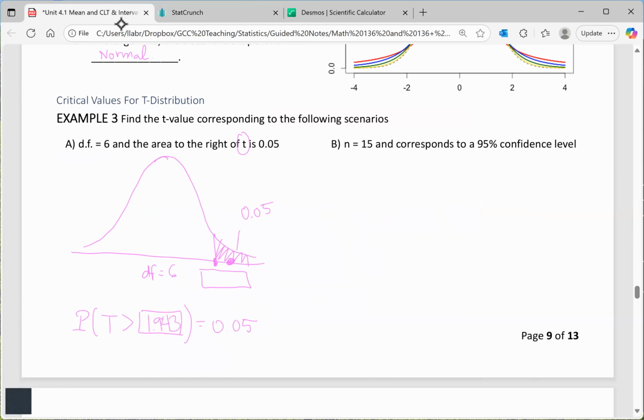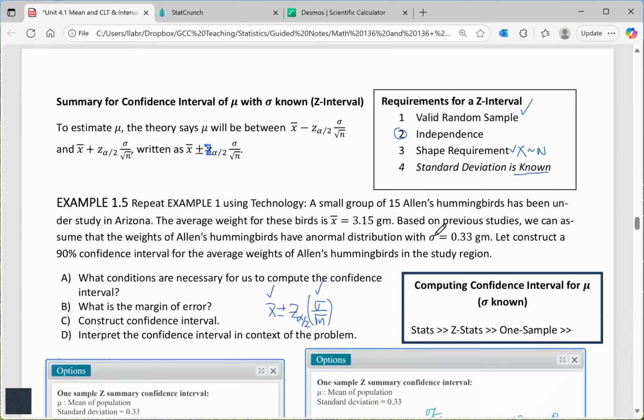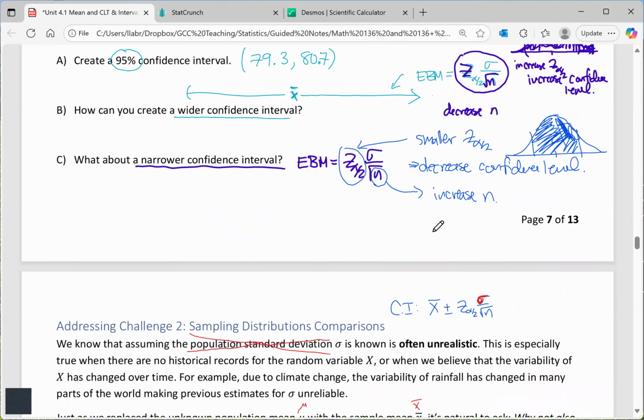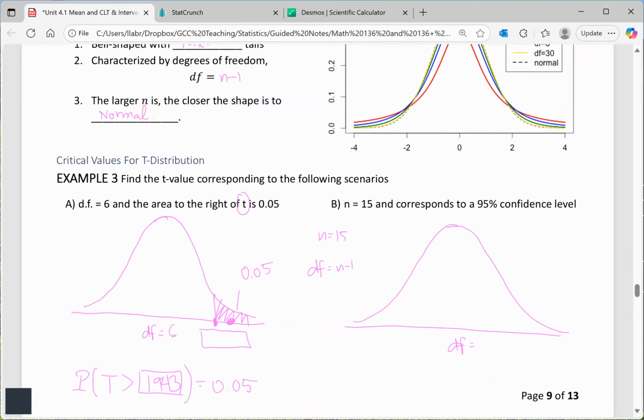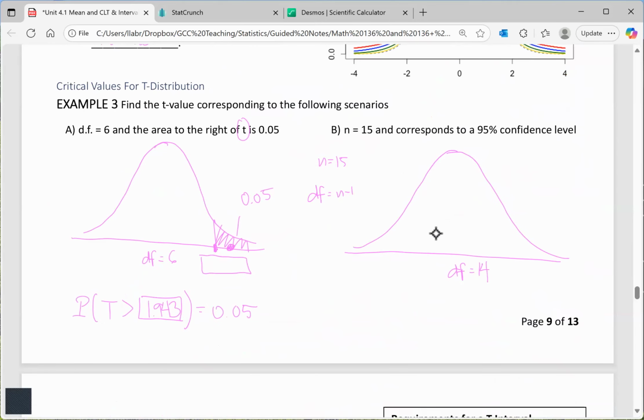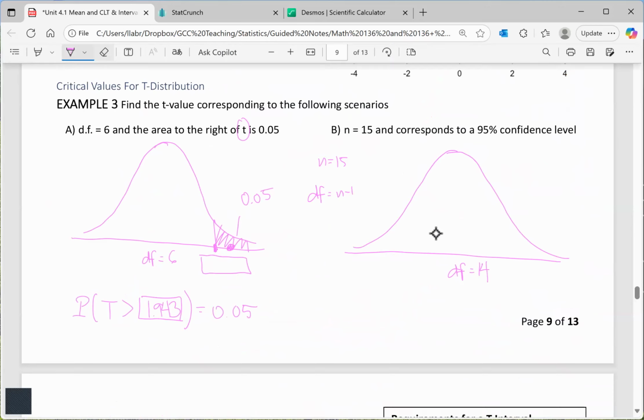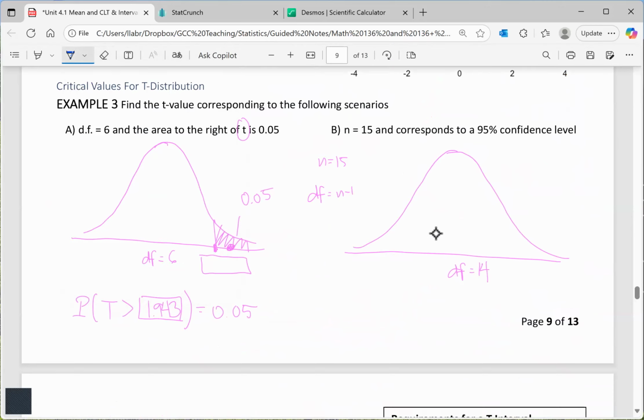All right, let's go ahead and do this next problem together. And that'll be it for the t-distribution and critical values. So we're going to sketch, because it's a t-distribution. They're giving you a sample size of 15, which means that your degrees of freedom, remember, is the formula n minus 1. So degrees of freedom in this case is 14. And this time they're phrasing it in the language of confidence intervals. They're saying, I want to be 95% confident.